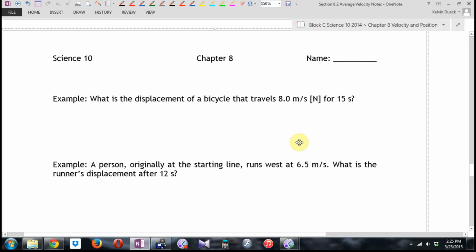What's the displacement of a bicycle that travels 8 meters per second north for 15 seconds? Is this asking for distance or displacement? We're gonna have a vector, which means we're gonna have a direction in our answer. We're gonna use our DUECK approach. I haven't drawn a picture because I can visualize a bicycle traveling. This isn't a complicated one. What's this question asking me to find?